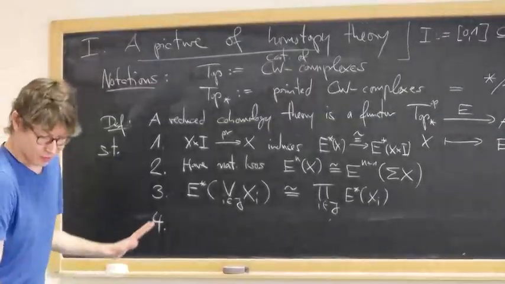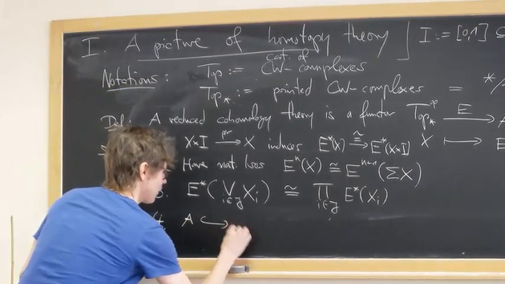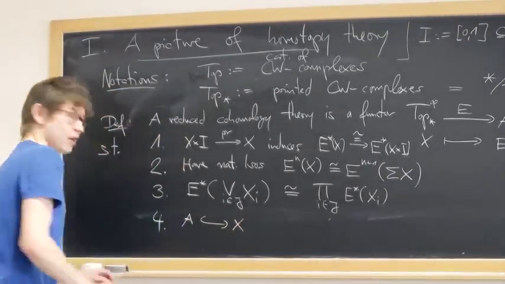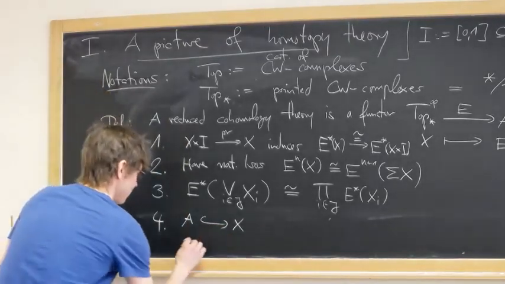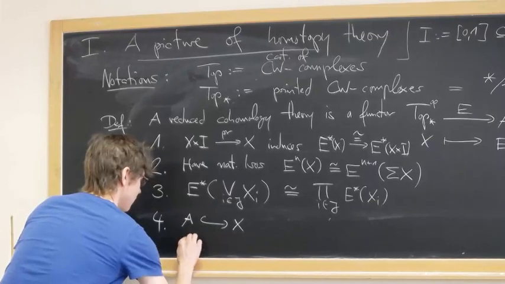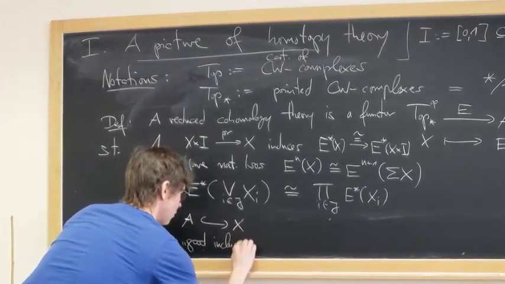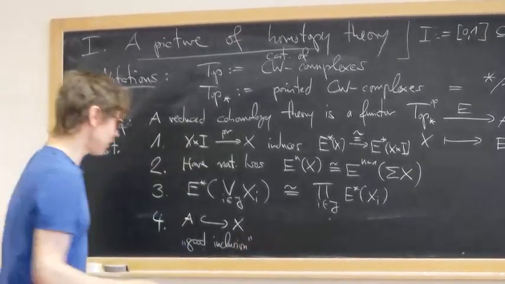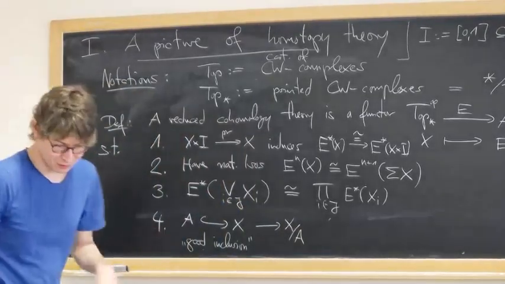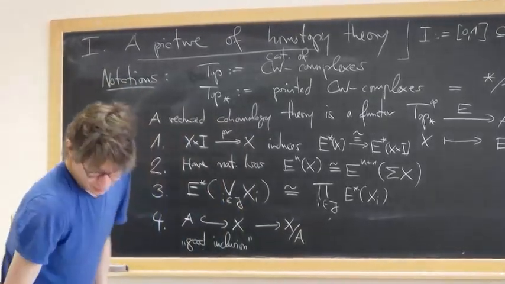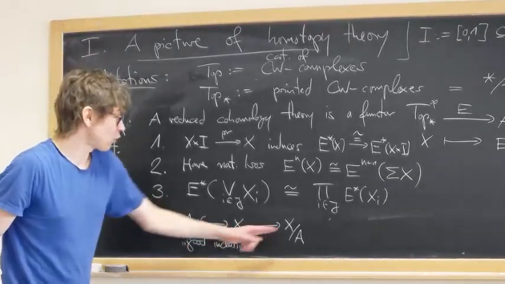Okay, fourth axiom, and that will be it. If I have a good enough inclusion, I can tell you what it means. This is just a motivating preview only, so we're going to get deeper later on. If I have such an inclusion, so I have a subspace of X, then I can collapse it to a point.